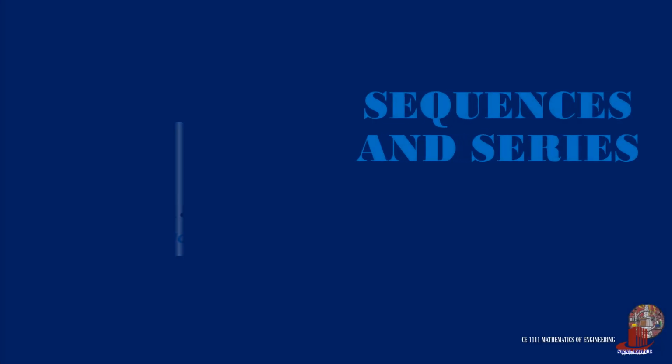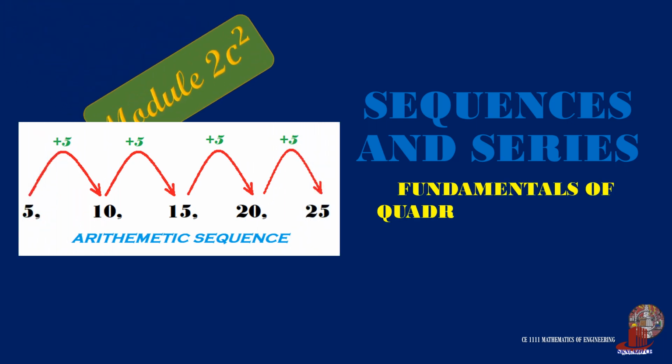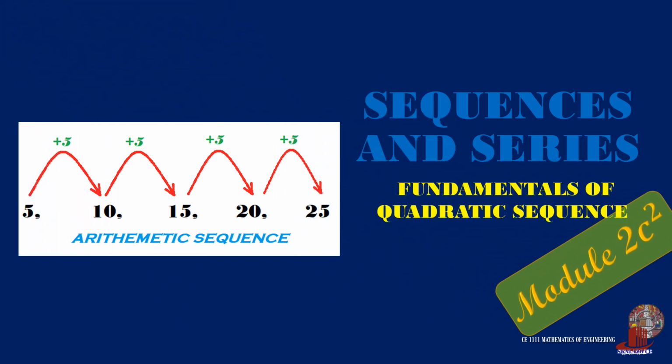There are sequences where the difference is not seen at first glance, but at the second. They are referred to as quadratic sequences. Learn about them here in Mathematics of Engineering.